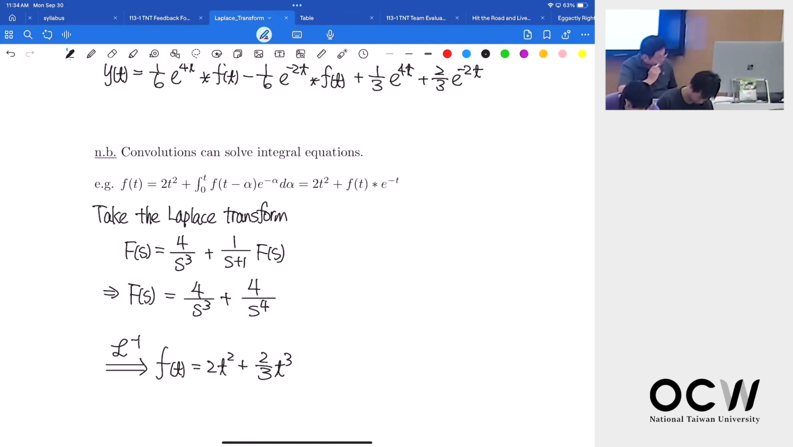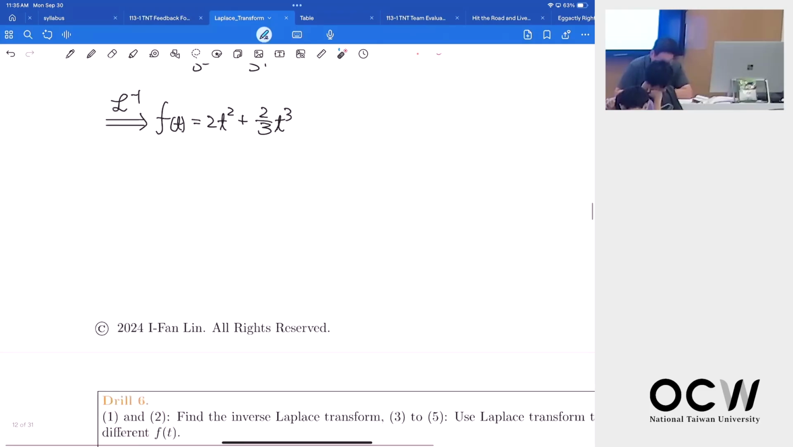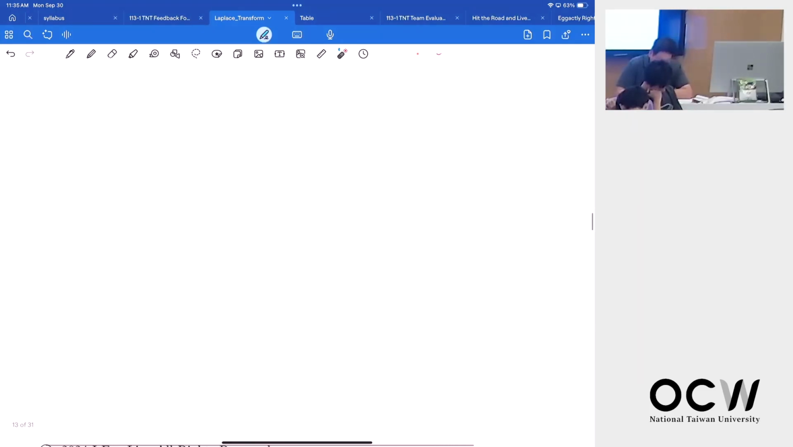All right. Any questions for this one? If you don't have any questions, then let's just move on. The next is the unit impulse. So, what is the unit impulse?